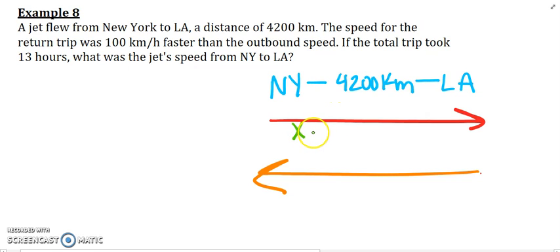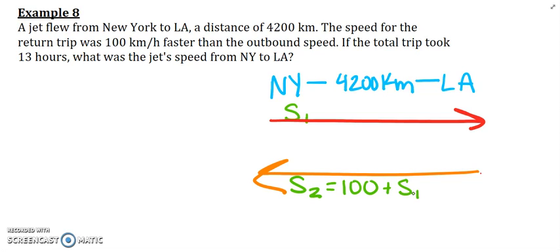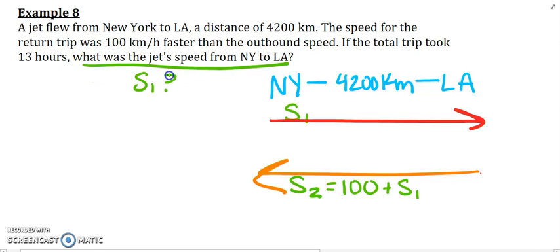I'm going to call this x1. You could call it s1 for speed. And I'm just going to call it 1 because it's the first trip. And this would be second speed. And so it says the return trip, S2, was 100 kilometers faster than S1, so 100 more than S1. If the total trip took 13 hours, what was the jet speed from New York to LA? So what it's wanting is this initial speed at S1. And we know total it was 13 hours.